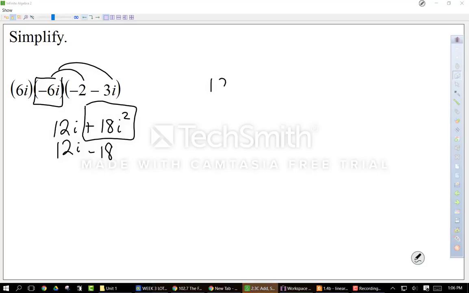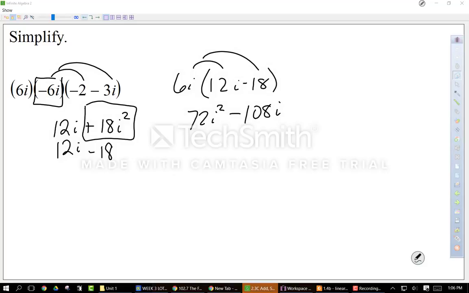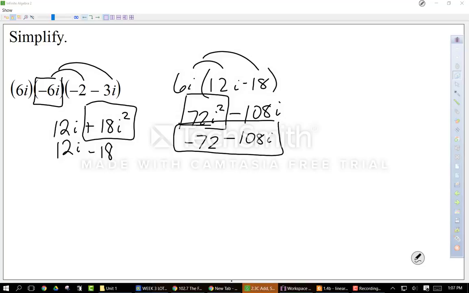Then I have the 12i minus 18 times the 6i that I didn't touch yet from the beginning. Then I'm going to distribute this. So that's 72i squared minus, now 6 times 18 is 108i. Again, we said that i squared gives me a negative 72, the opposite of the coefficient, minus the 108i. Can't do anything with it, so this is my answer.